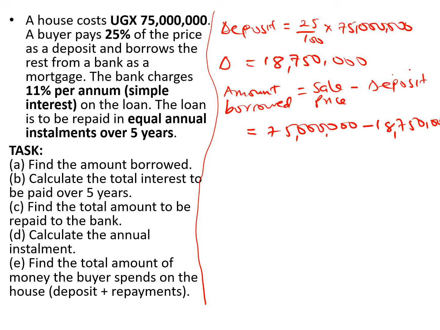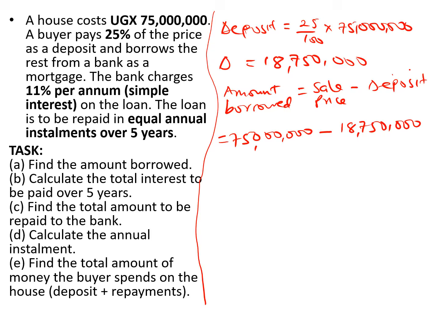Maybe I need to write it better here, maybe my handwriting messed up. Here we shall come and say 75 million minus the deposit, which is 18,750,000. And here we may get the final answer.